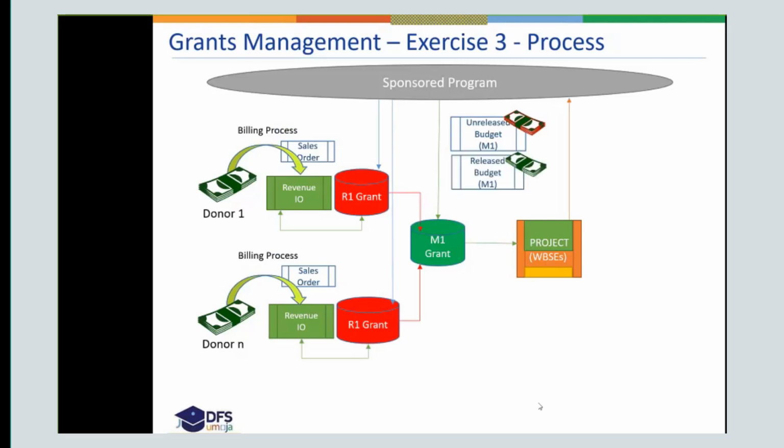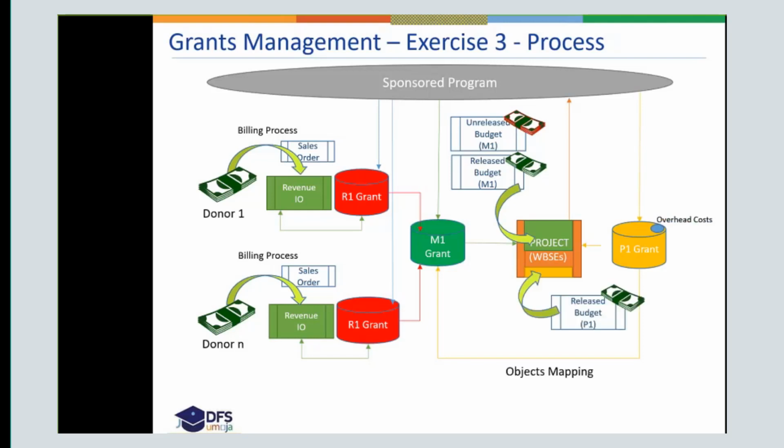So what we have pending, we have to release this budget inside the grant and properly create our P grant for our implementing partner, and of course transfer some money from this M grant to this implementing partner. Okay, so we are going to stop here, guys.